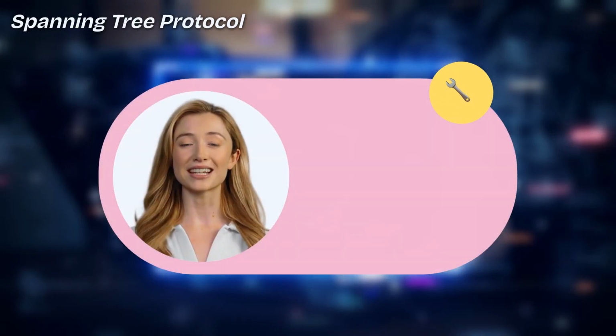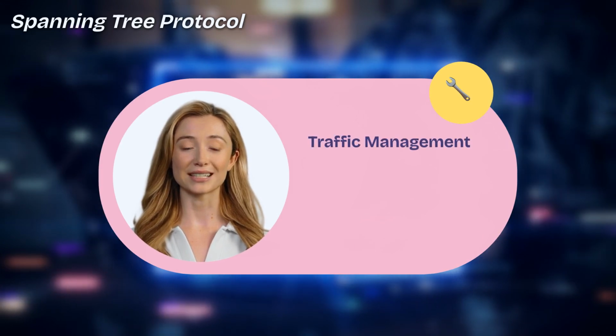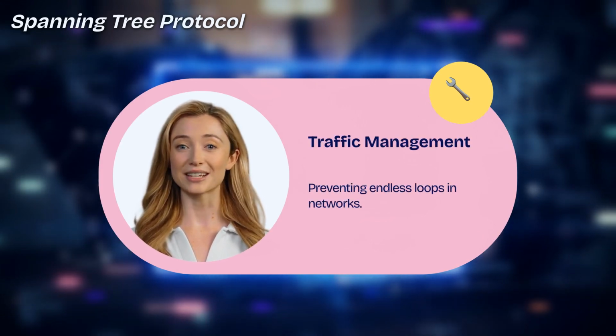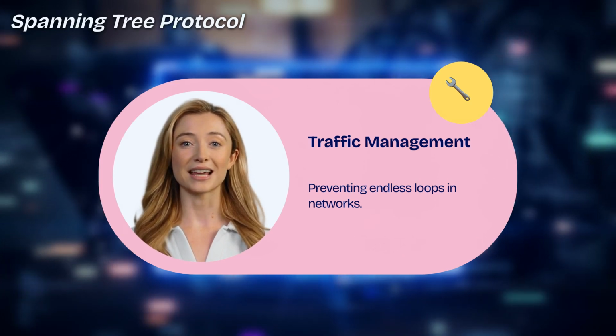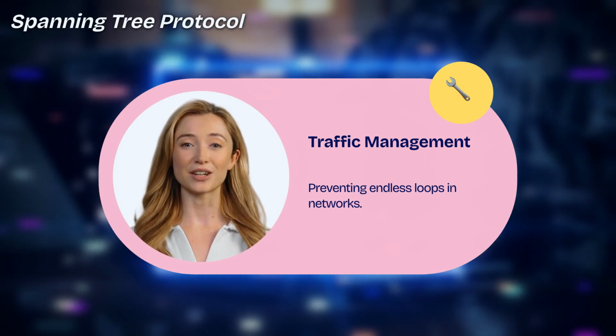Next, let's talk about Spanning Tree Protocol, or STP, manipulation. STP is like the traffic police of your network, ensuring data doesn't get stuck in endless loops. But if attackers can manipulate these police officers, they can cause chaos or even direct traffic their way.